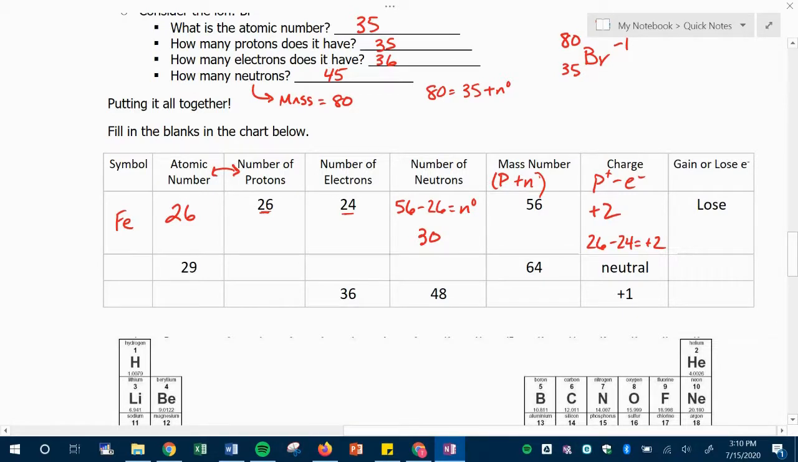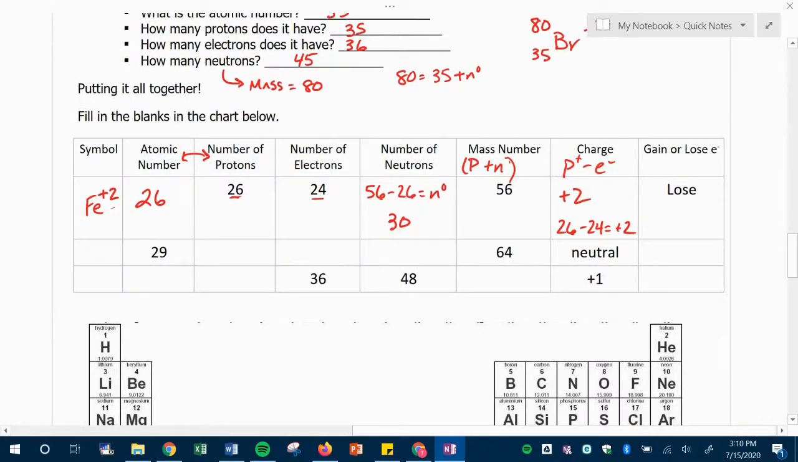And then since the charge is +2 there, under our symbol over here, we also have to label it with this +2. So it's not just Fe, but it's Fe +2, or iron 2. And then finally, it told us we lost electrons, which makes sense because if it was neutral, we would have 26 electrons. But since it's not neutral, that means that we had to gain or lose electrons, and in this case, we lost some. All right, let's look at our next example here.